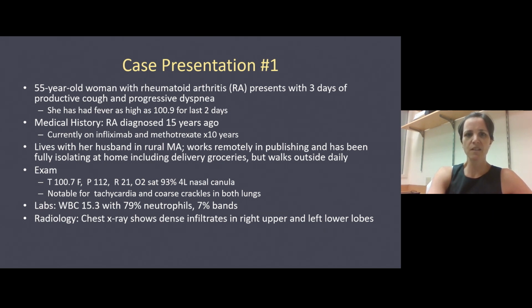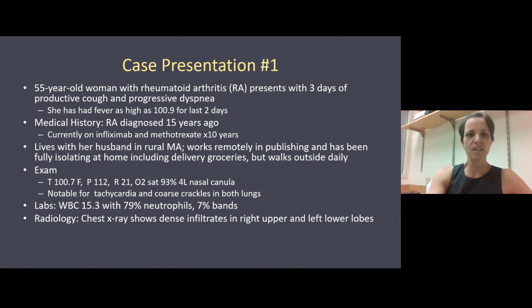She lives with her husband in rural Massachusetts, works remotely in publishing, and has been fully isolating at home, including having groceries delivered. But she does walk outside every day because she lives in a pretty isolated place. She walks around a lake that she has. And I'll tell you that COVID-19 transmission is relatively low in Massachusetts now. You can pretend it's now.